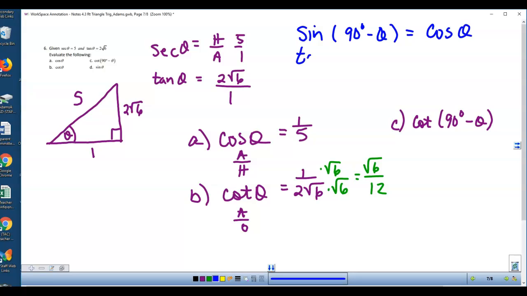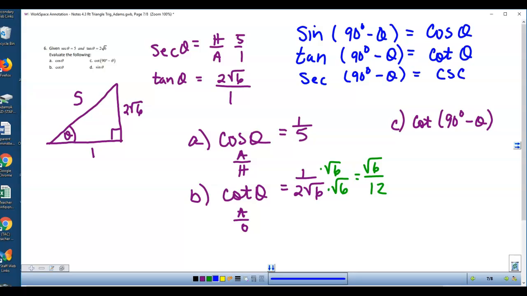Okay, we have tan of 90 degrees minus theta, and that's going to be the same thing as cotan of theta. And then finally we have secant of 90 degrees minus theta, which is the same thing as cosecant of theta. So if I'm finding the complement for this one, the complementary angle for sine is cosine of the angle. Okay, so that's how that works.